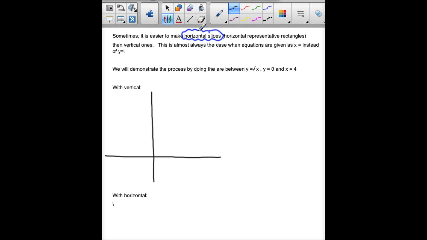So we've got our nice easy parent function, and it's being bound also by y equals 0 right here, aka the x-axis, and by x equals 4. Let's put that right here. You can go shade that in. And that's the region we're finding the area of, the one encapsulated by all this blue stuff right here.